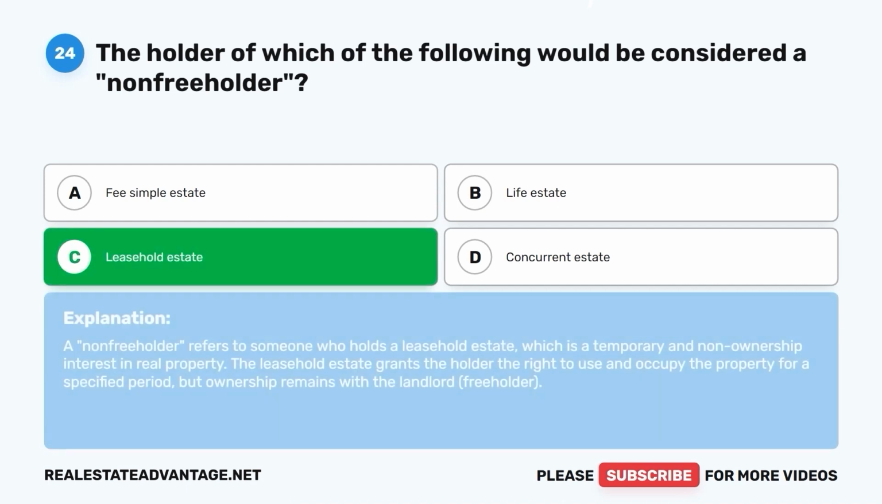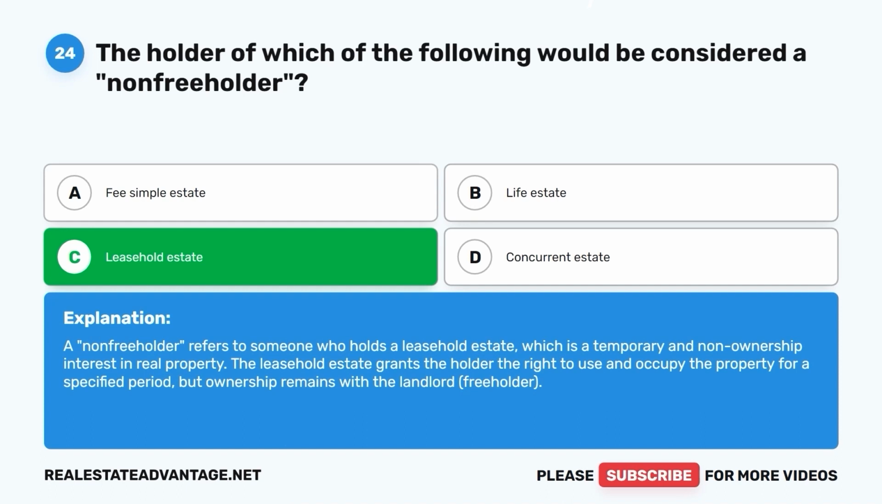Leasehold estate. A non-freeholder refers to someone who holds a leasehold estate, which is a temporary and non-ownership interest in real property. The leasehold estate grants the holder the right to use and occupy the property for a specified period, but ownership remains with the landlord, the freeholder.